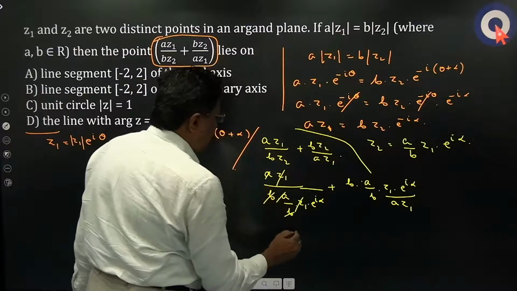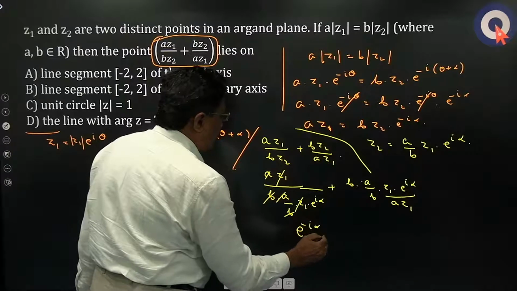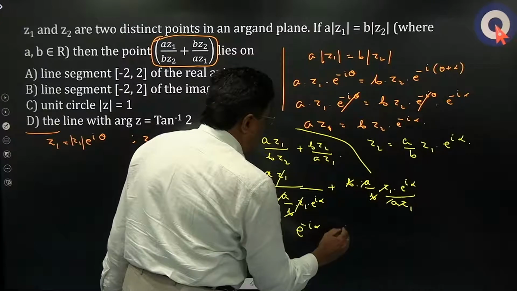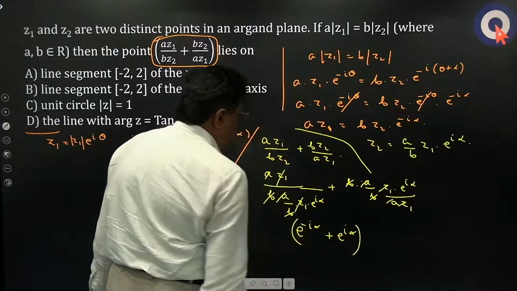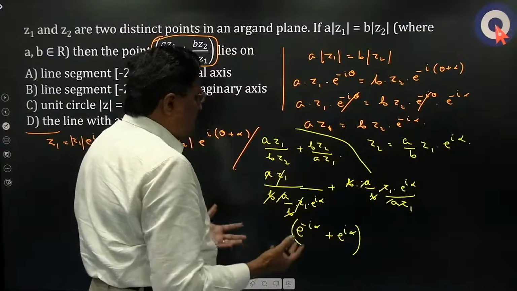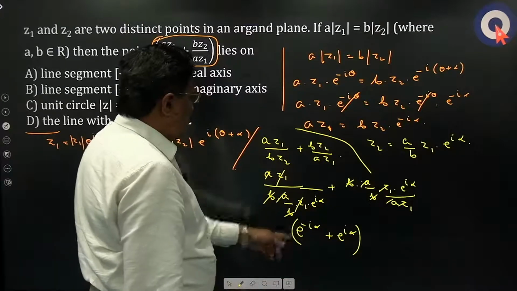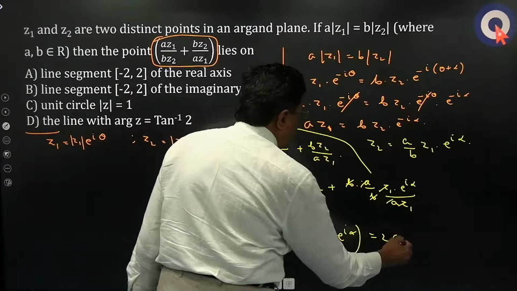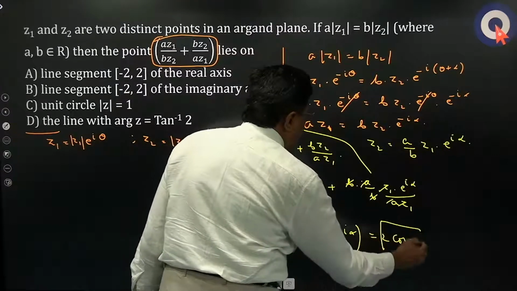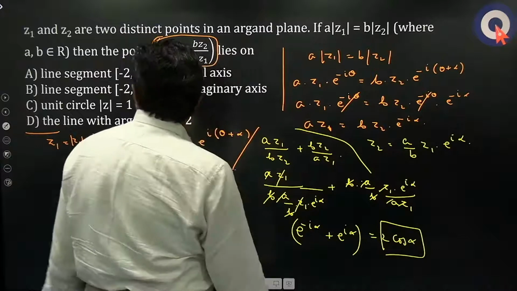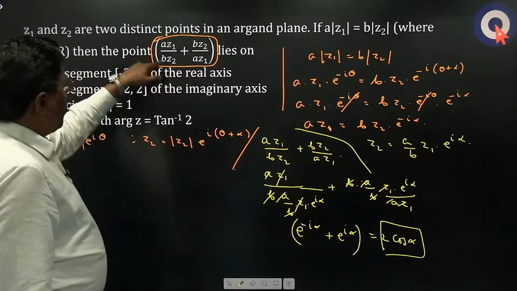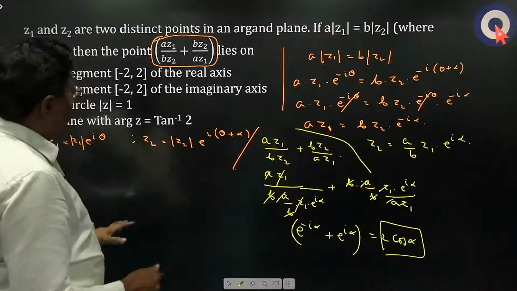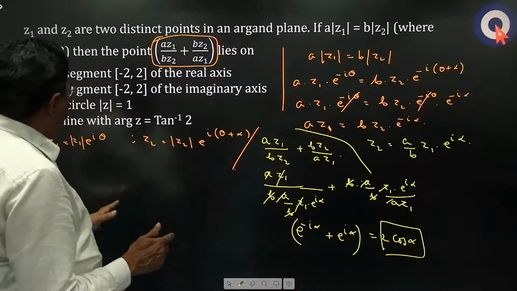two things are getting cancelled. You get e to the power of minus i alpha plus here e power i alpha. So if e power i alpha is what? Cos alpha plus i sin alpha. Here cos alpha minus i sin alpha. So what you get is 2 cos alpha. So basically what you are getting is one purely real number. So A Z1 by B Z2 plus B Z2 by A Z1 is purely a real number. Therefore it has to be on the real axis.